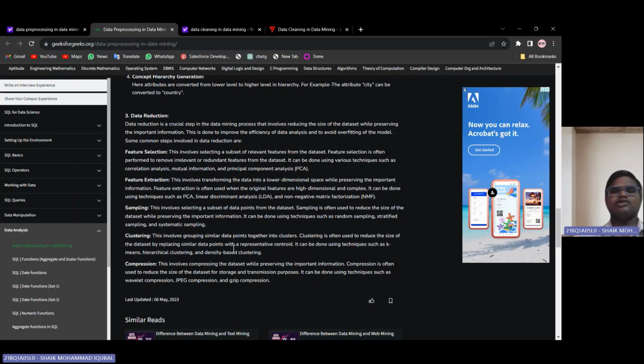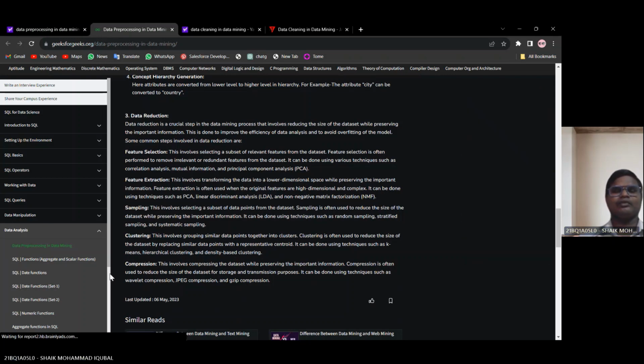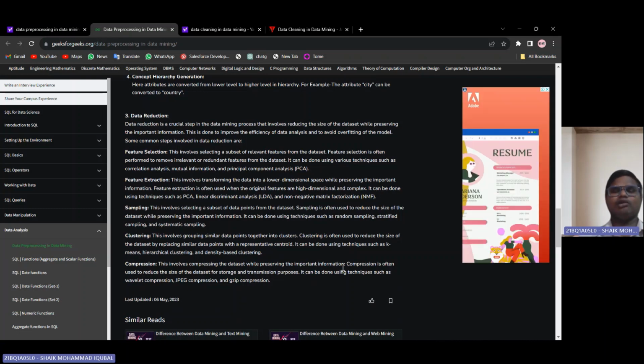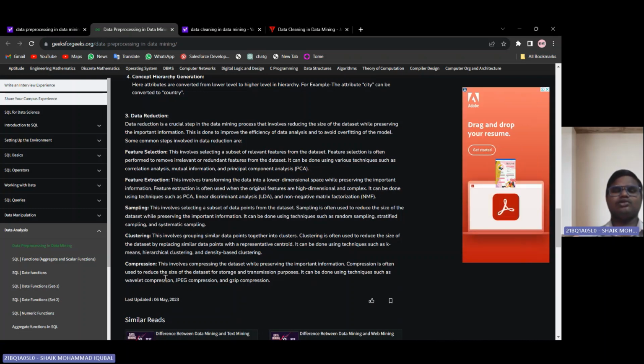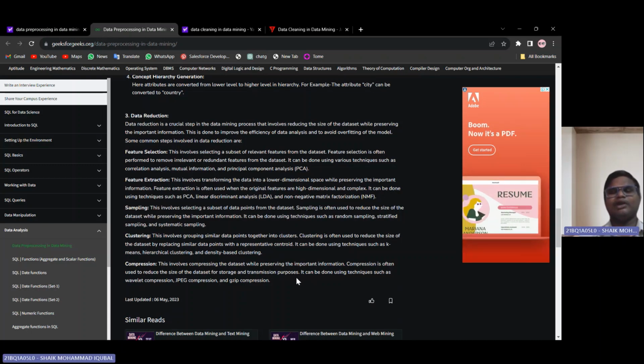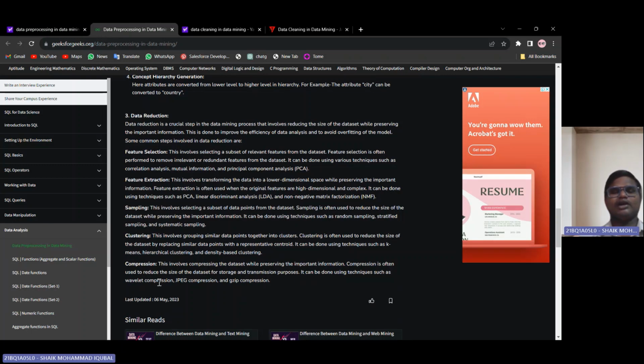Clustering. This involves grouping similar data points together into clusters. Clustering is often used to reduce the size of the dataset by replacing the data points with a representative centroid. It can be done using techniques such as k-means, hierarchical clustering, or density-based clustering. Compression. This involves compressing the dataset while preserving the important information. Compression is often used to reduce the size of the dataset for storage and transmission purposes. It can be done using techniques such as wavelet compression, JPG compression, and GZIP compression.